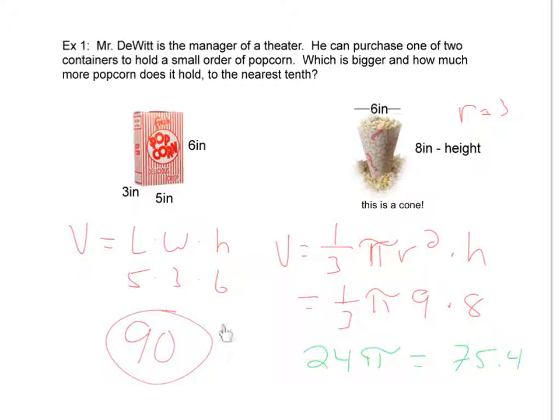Clearly, the volume of the box is bigger than the volume of the cone by a total of, I'm doing this math in my head here, how much bigger? 15.6 cubic units, cubic inches.